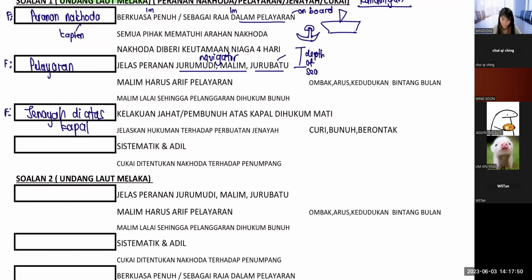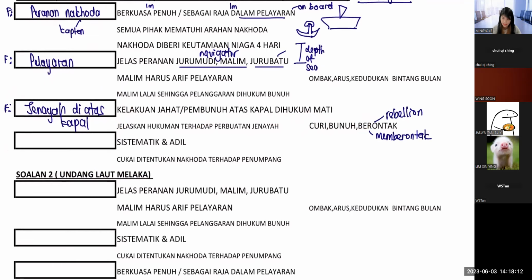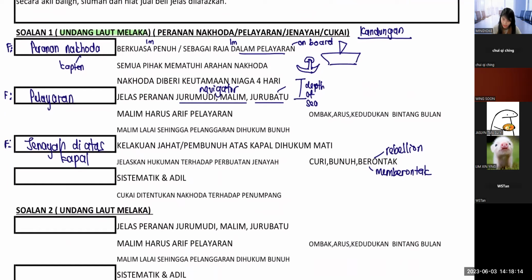Then for example, they will explain what are the punishments towards those criminal actions, such as stealing, killing, rebellion. This is memberontak, rebellion. Okay. Finally, the last one is pecukaian. Fakta pecukaian. Taxation. It has to be systematic and adil. The tax is determined by the captain towards the passenger.